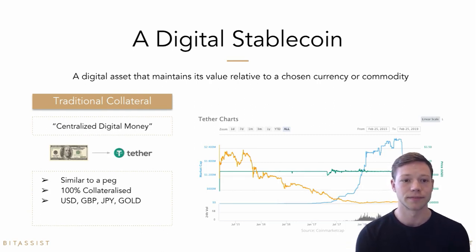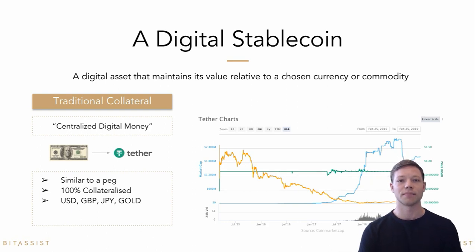Traditional collateral. So what does it mean? In my opinion, it's centralized digital money. You could almost say it's not a cryptocurrency, and a few people have issue with it being thought of as a cryptocurrency in the sense that it's centralized.